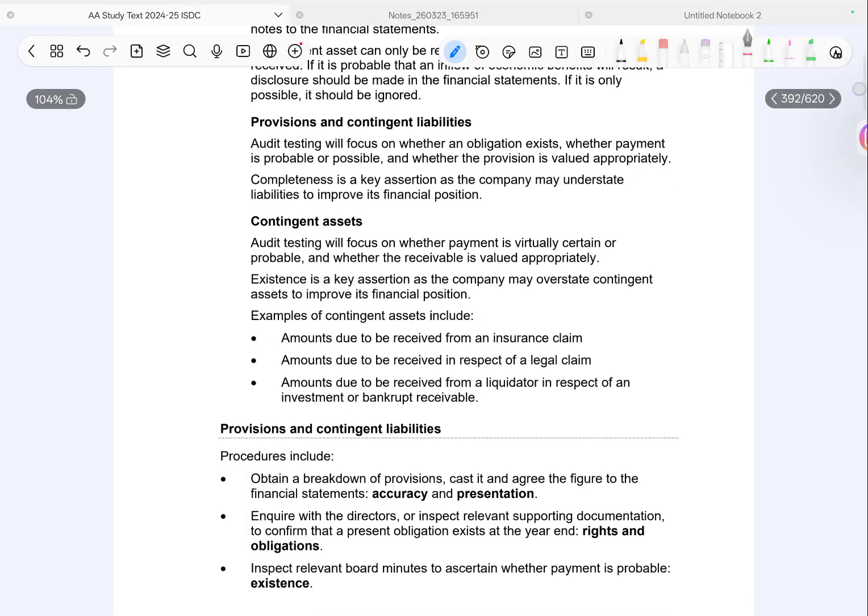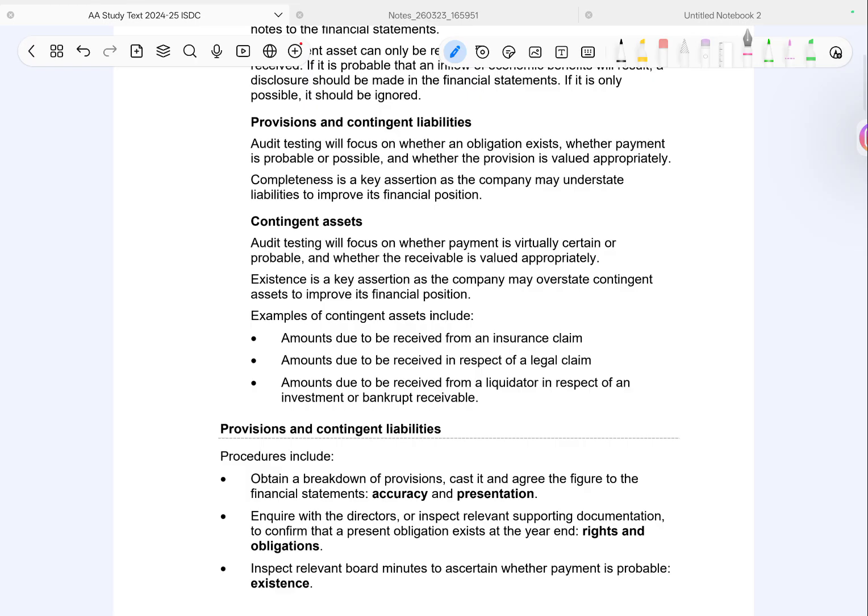When auditing provisions and contingent liabilities, the focus is on whether an obligation exists, whether payment is likely, and whether the amount is correctly valued. Completeness is key, as companies may understate liabilities to improve their financial position. For contingent assets, the focus is on existence, as companies may overstate them. Common examples include insurance claims or legal statements.